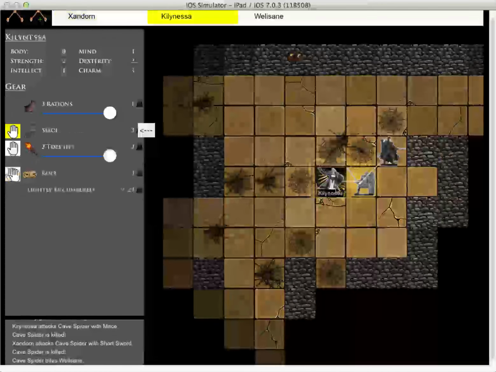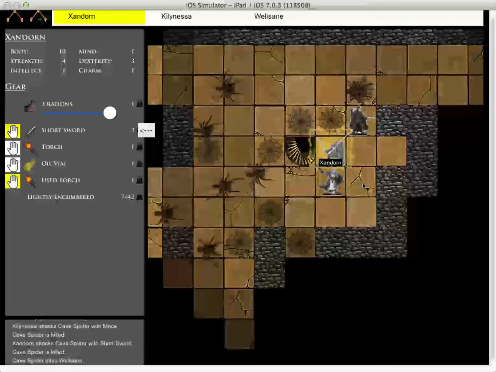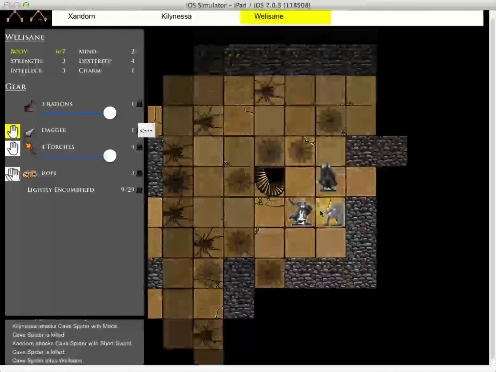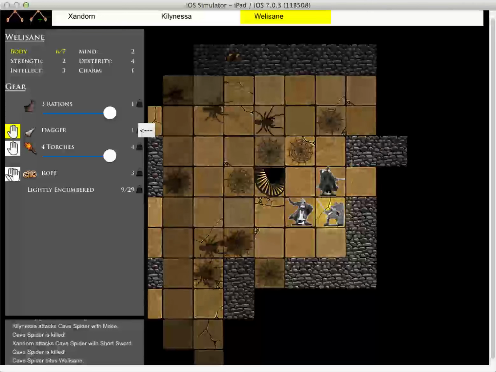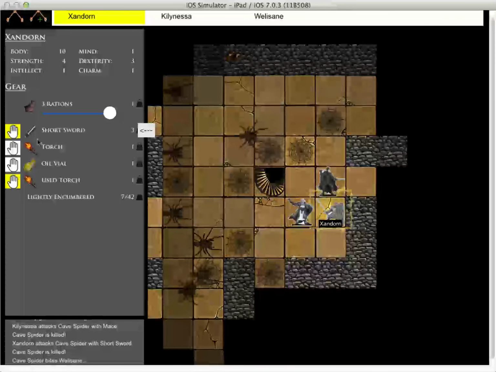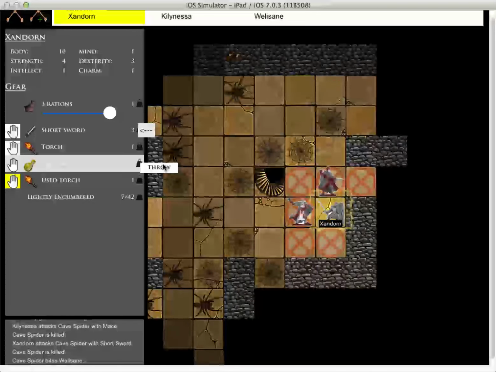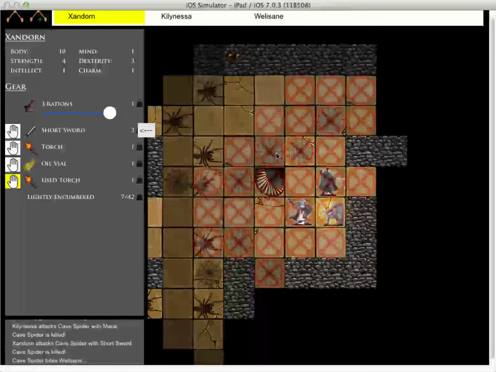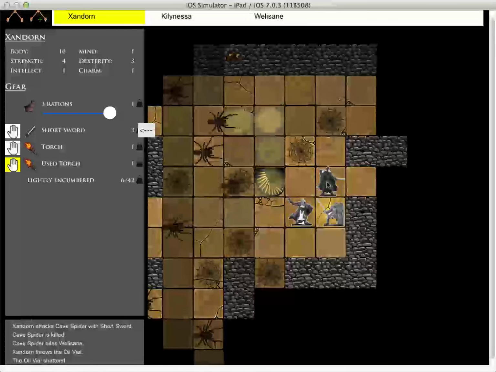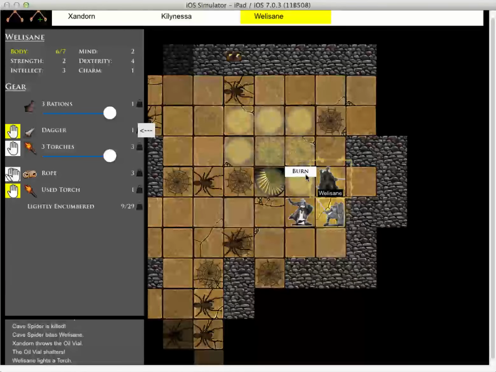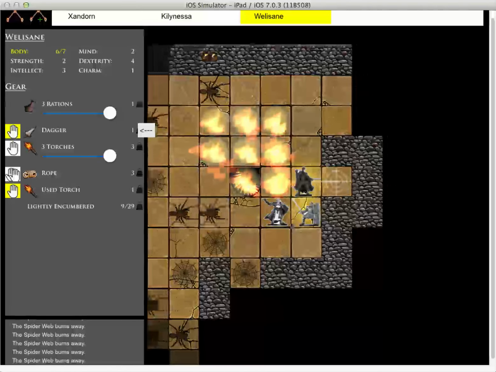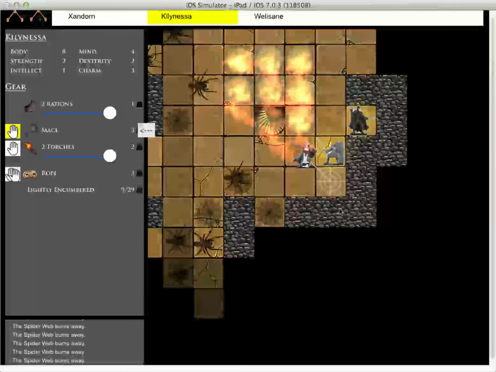Okay, let's see if we can kill some of these spiders by throwing a flask of oil and then setting it on fire. Let's see who has the oil. The rogue, no. The fighter there. There's the vial of oil. He has to take the sword out of his hand and throw the oil. The oil shattered and it's now spreading. He can now take his torch and burn one of those puddles, which quickly ignites all of them.